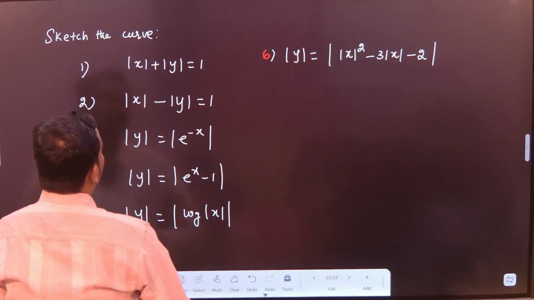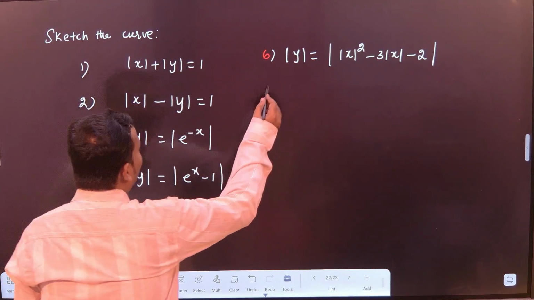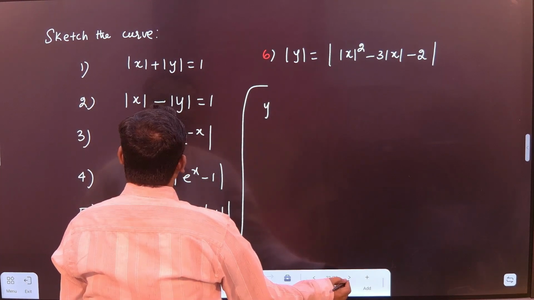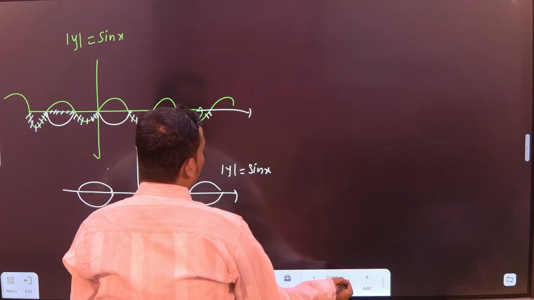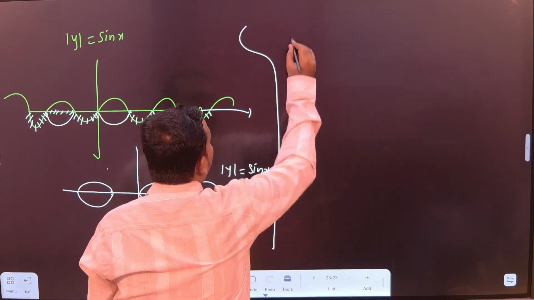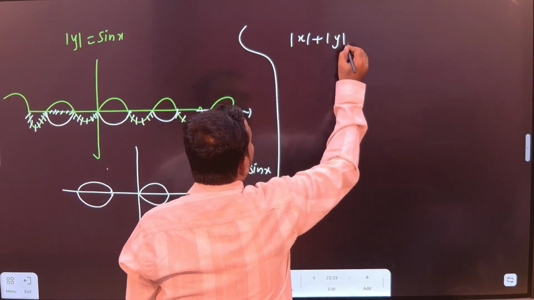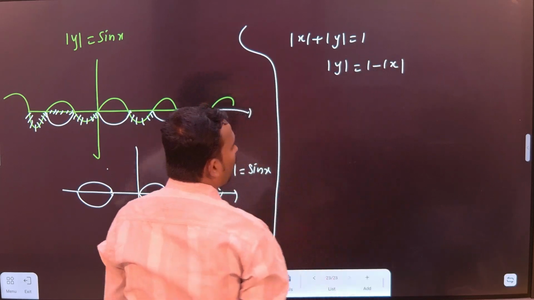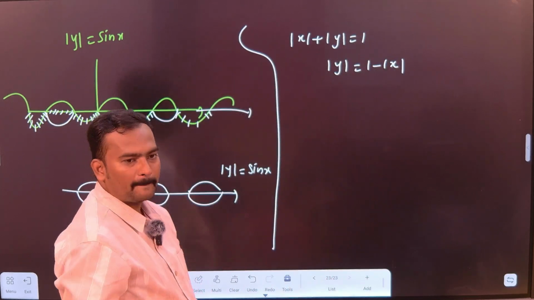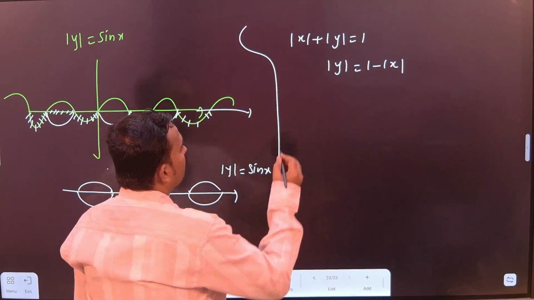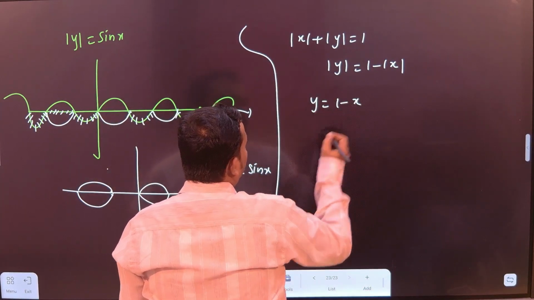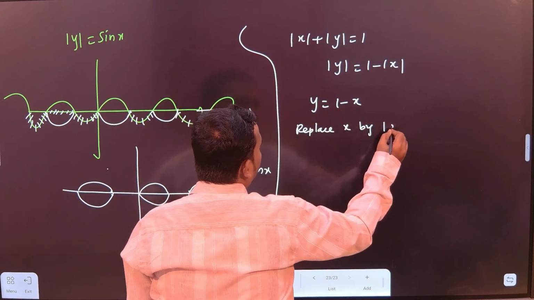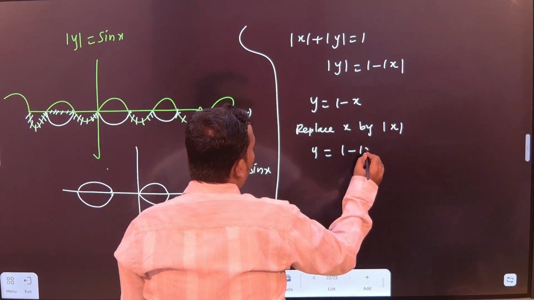Mod x plus mod y is equal to 1. How to draw the graph? Let me take another page. Mod x plus mod y is equal to 1. You can see mod y can be written as 1 minus mod x, right? First step is, you take the reference graph 1 minus x. Replace x by mod x. Then what will we get? 1 minus mod x, right?